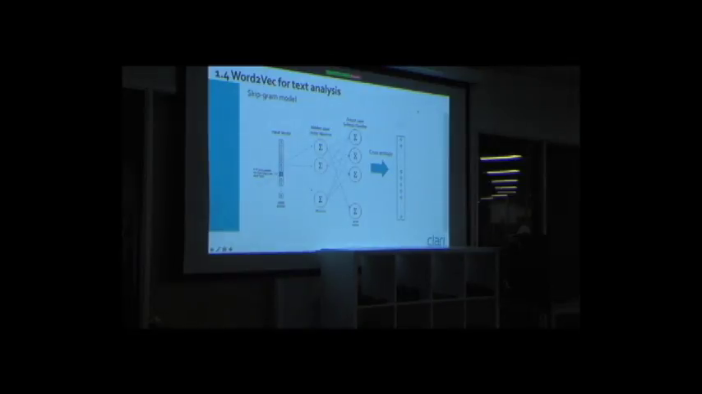Okay, so here is the architecture for the skip-gram model. The input here is the one-hot representation, or one-hot encoding. This is the central word you put here.